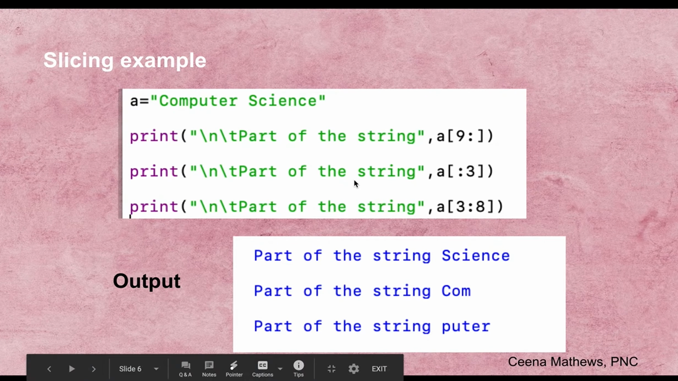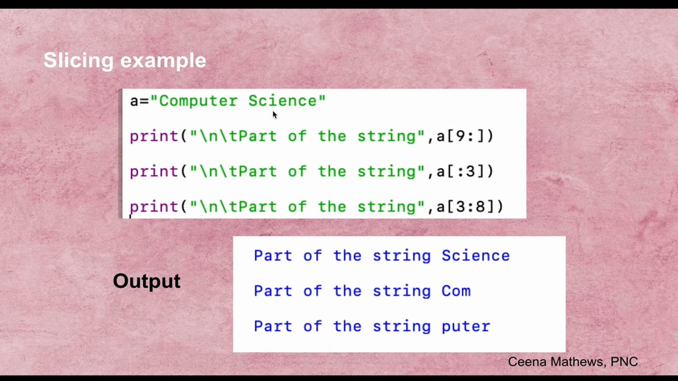this is only using positive indexes. Here the same example is used, computer science, and the first print uses only the start index and no end index is mentioned. In that case, it will start from 9 and extract the remaining portion of the string. So from S onwards it will extract fully till the end of the string, displaying it as "science", as you can see in the output.